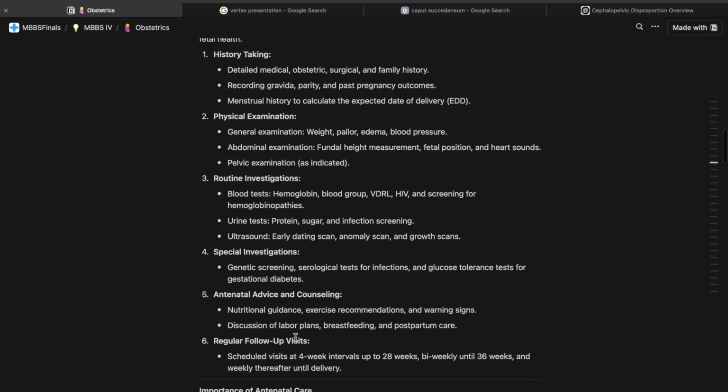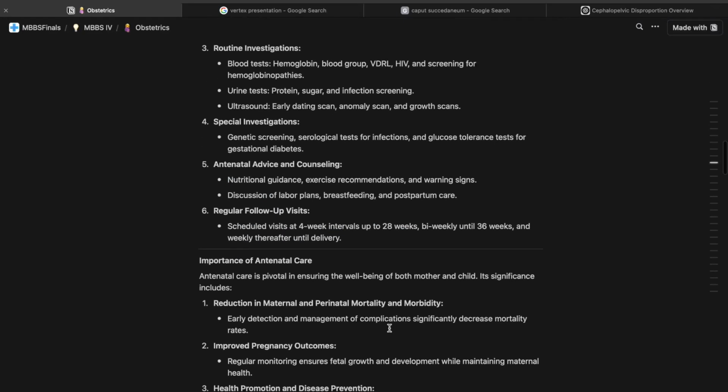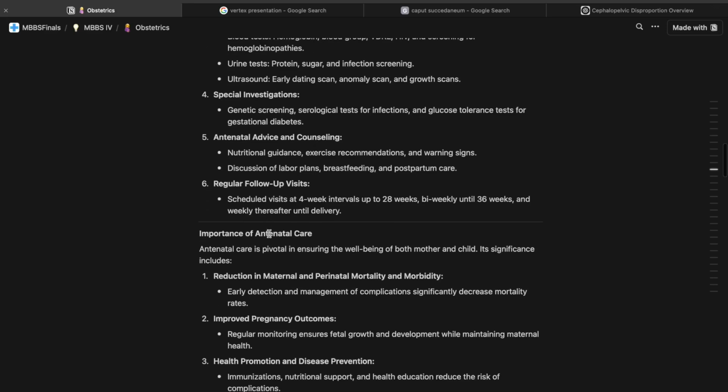When you look at the OPD-wise counseling, here it is guidance, nutrition, exercise, warning signs, discussion of labor plans, breastfeeding, postpartum care. Regular follow-up visits: scheduled visits at 4-week intervals up to 28 weeks, bi-weekly until 36 weeks, and weekly until delivery. Bi-weekly means every 14 days, and weekly thereafter until delivery.